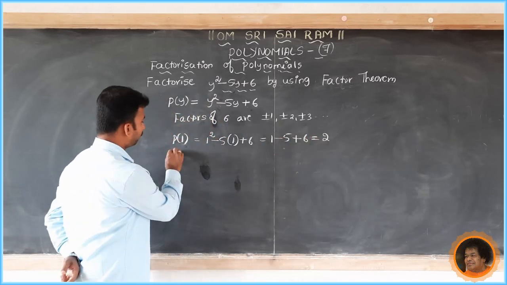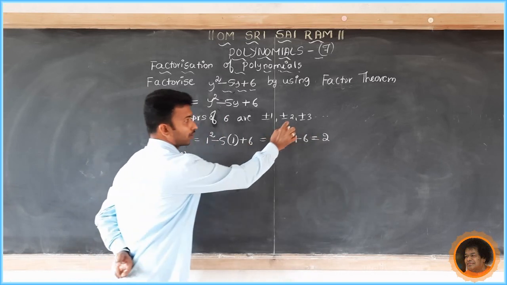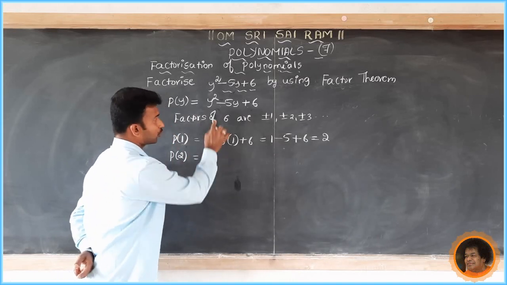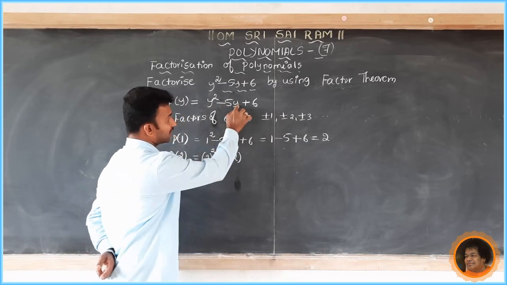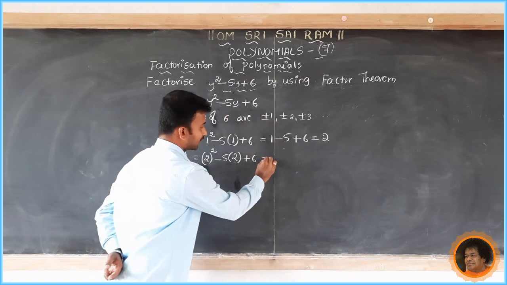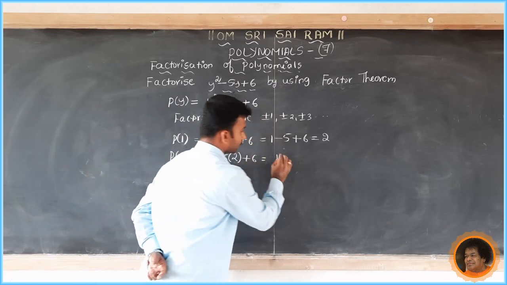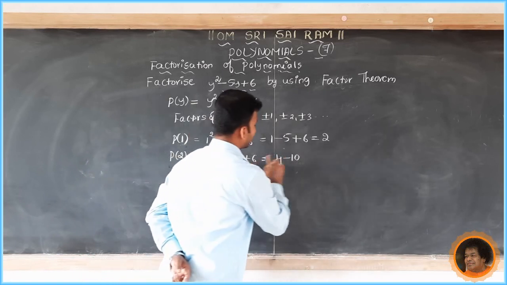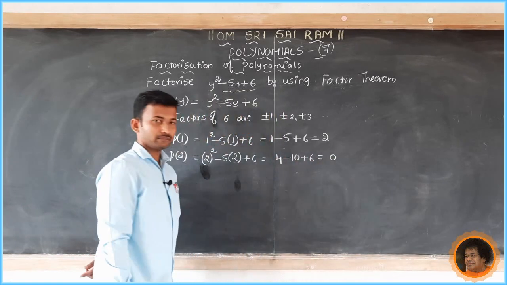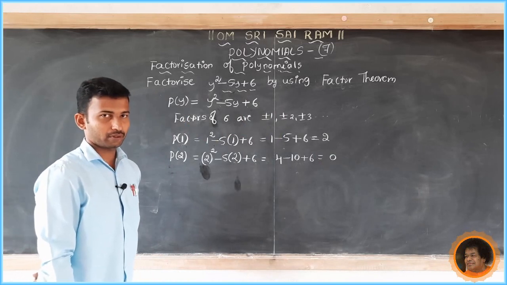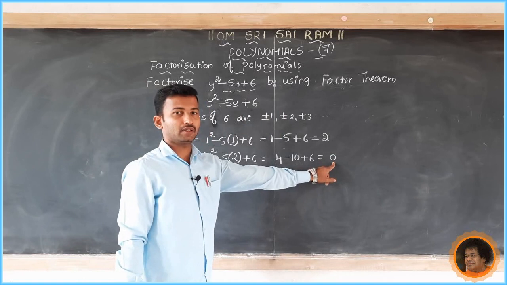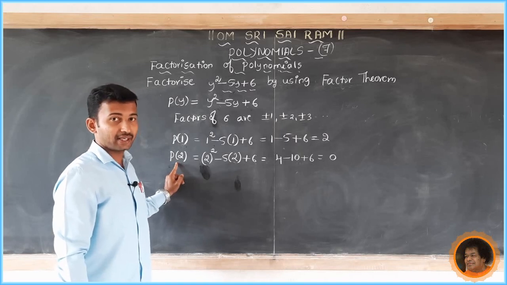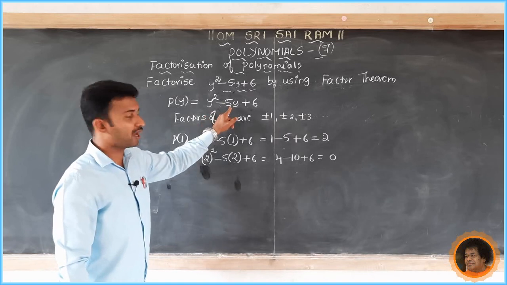Next, check for p of 2. P of 2 is equal to 2 square minus 5 into 2 plus 6. Simplify. 2 square is equal to 4, minus 5 into 2 is minus 10, plus 6. What is the answer? 0. What does it tell? Yes, 0 is the value of p of 2, or we can say 2 is the 0 of the polynomial.